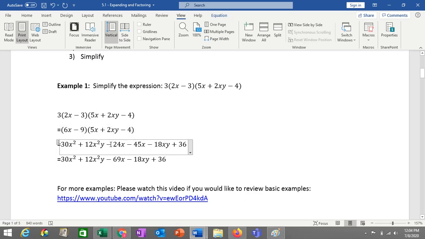So the only thing we can do is just this part. So negative 24x minus 45x is negative 69x. So we've combined those two, and everything else just stays the same, and we're done.